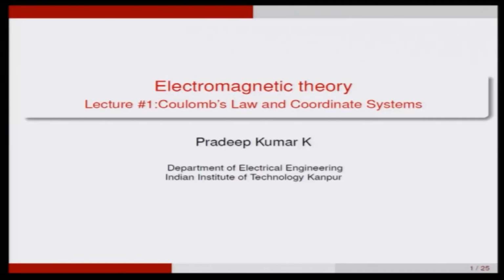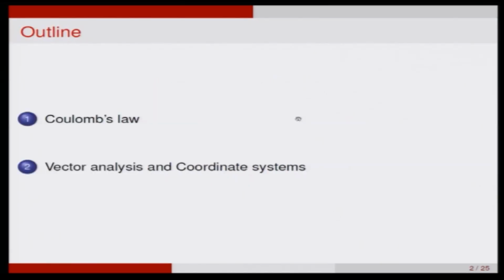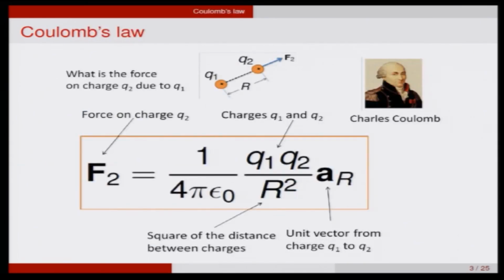Our first lecture is titled Coulomb's law and coordinate systems in the course electromagnetic theory. So, we will begin by first looking at Coulomb's law, and then we will study a little bit of vector analysis and coordinate systems. So, let me first give you Coulomb's law in all its mathematical glory, and then we will discuss each of these terms of Coulomb's law one by one.